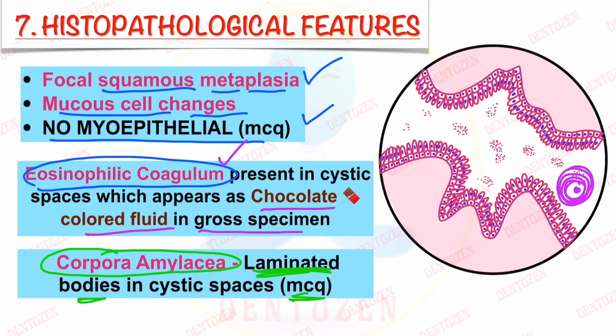So these laminated bodies, corpora amylaceae, in which tumor are they seen? They are seen in the Warthin's tumor. That can be your MCQ.